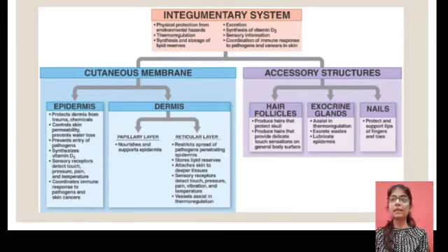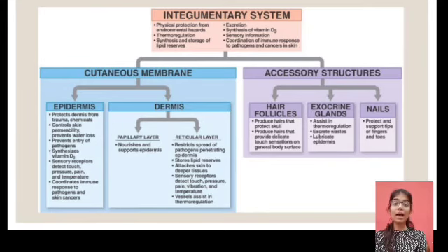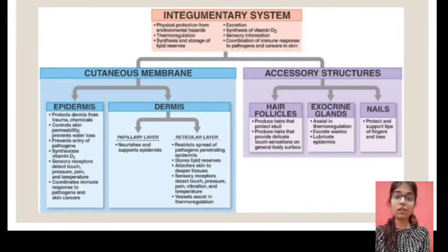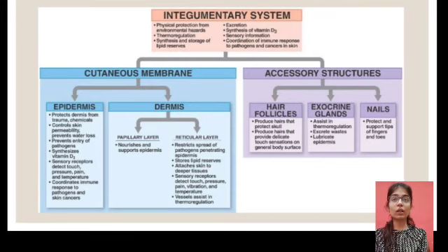The dermis. The dermis is mainly divided into two, that is papillary layer and reticular layer. Papillary layer nourishes and supports epidermis. Reticular layer mainly restricts the spread of pathogens which enter the body, as some pathogens may penetrate from the epidermis. So, to stop them from entering our body, the dermis plays a crucial role here. It also acts as a lipid reserve. The sensory receptors of touch, pressure, and pain are here. Now, for accessory structure, we have hair follicles, exocrine glands.